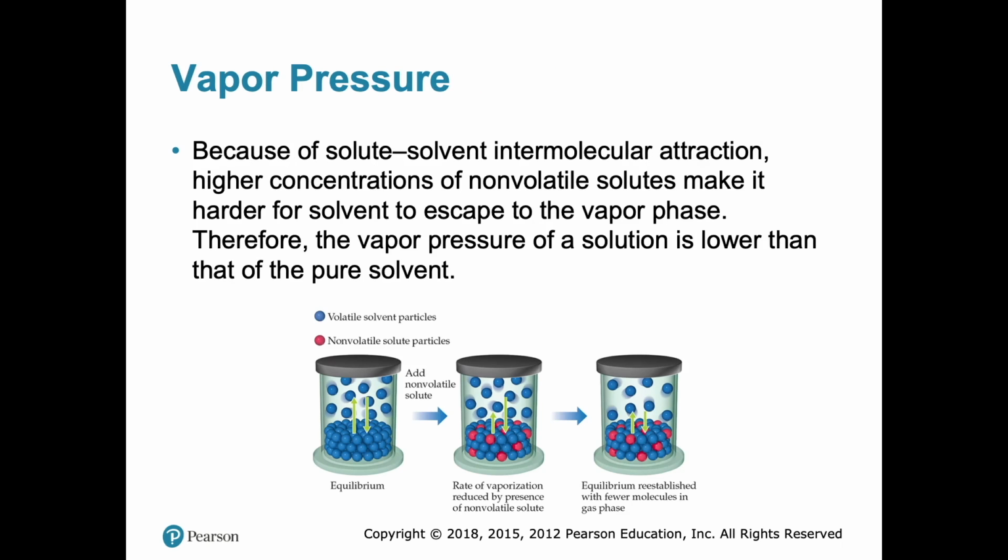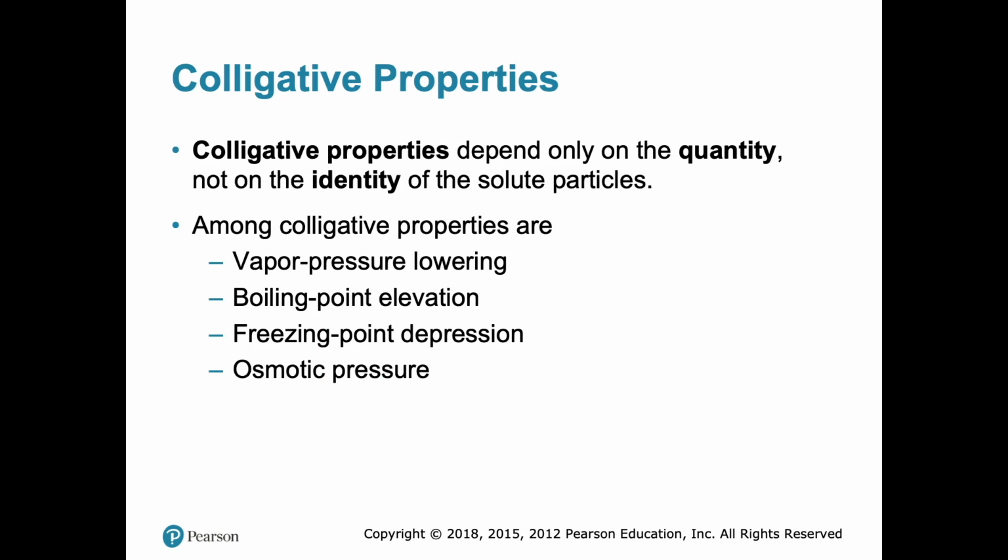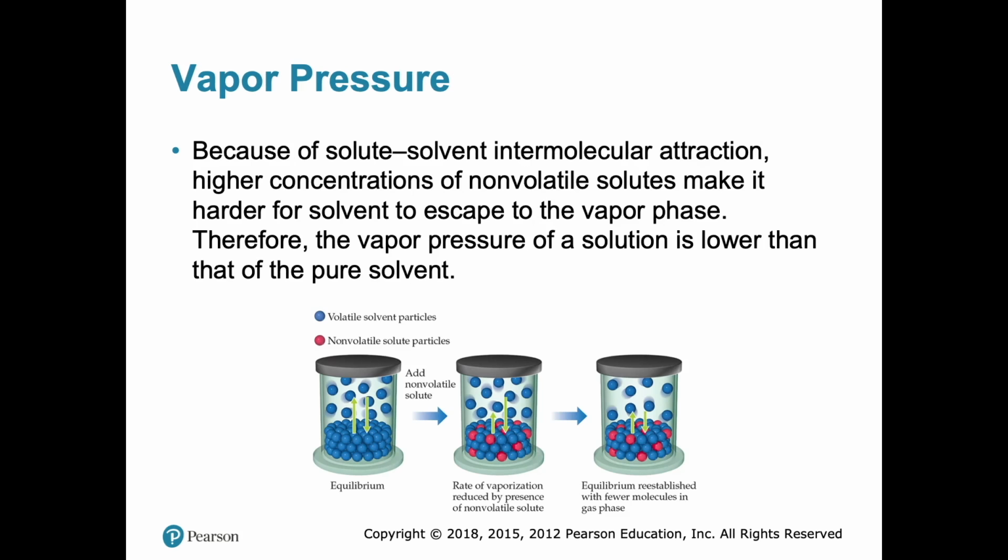So vapor pressure, right? What was it? Vapor pressure depression, right? It was what it was called. Vapor pressure lowering, right? Vapor pressure lowering. And we talked about this before, right? Because of solute-solvent interactions, intermolecular attraction, higher concentrations of non-volatile solutes will make it harder for the solvent to escape the vapor phase. Therefore, the vapor pressure of the solution is lower than that of the pure solvents, right?